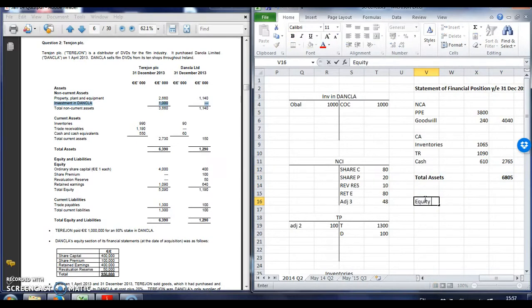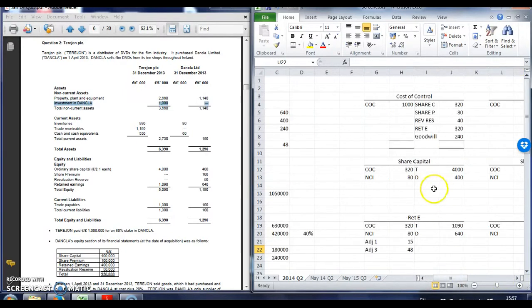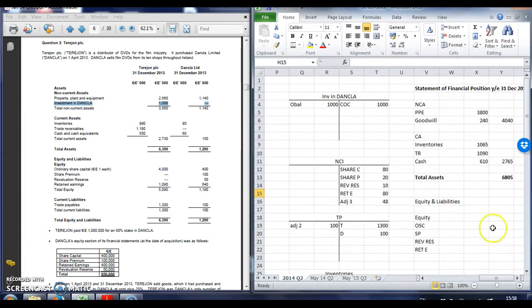So now you're looking at equity and liabilities. First thing you're going to look at is equity. So we call it ordinary share capital, share premium, reval reserve, and retained earnings. So we look at ordinary share capital. The closing balance is obviously this side because it's a credit. This 440 minus 80. So you'll notice that the only thing that's stripped out is the 400, because that was related to Donkla. So the equity now is 4,000.